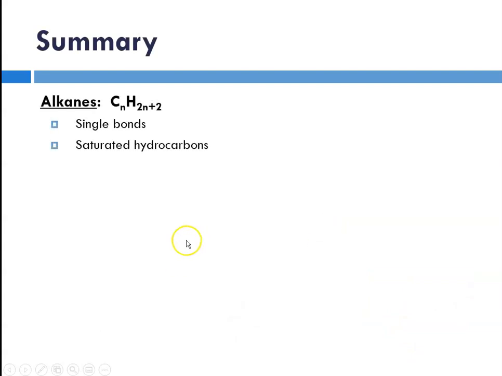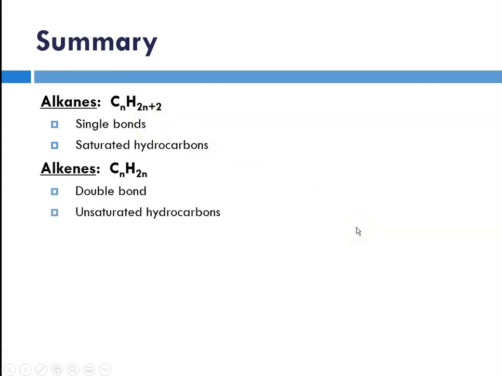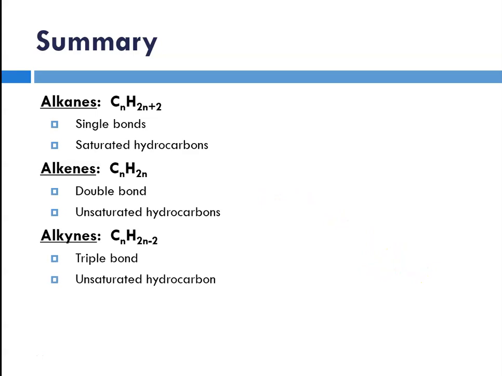So to summarize what we talked about today, alkanes, CnH2n+2, all single bonds, they're considered saturated hydrocarbons. Alkenes, formula CnH2n, they have at least one double bond, and they are unsaturated hydrocarbons. Alkynes, CnH2n-2 is the general formula. They contain at least one triple bond, and they are unsaturated. And there are aromatic hydrocarbons, and the only one we talk about is the benzene ring, and that has delocalized electrons.